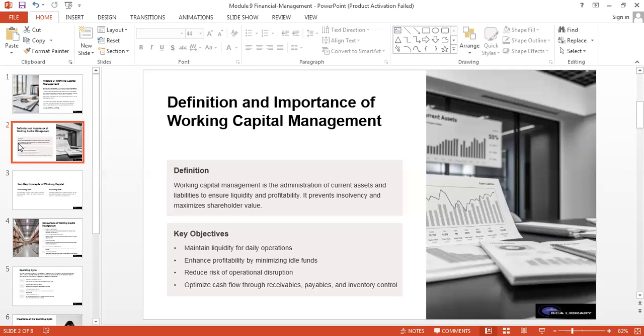What are the key objectives of working capital management? It maintains liquidity for daily operation, enhances profitability by minimizing idle funds, reduces the risk of operational disruption, and lastly, optimizes cash flow through receivables, payables, and inventory control.